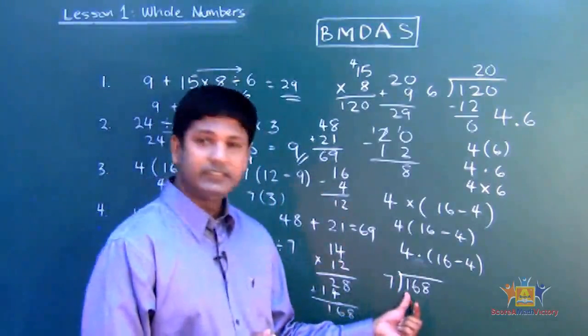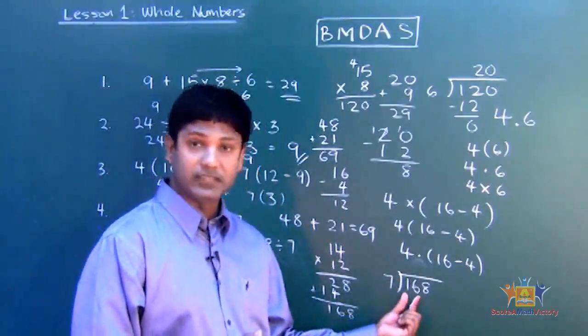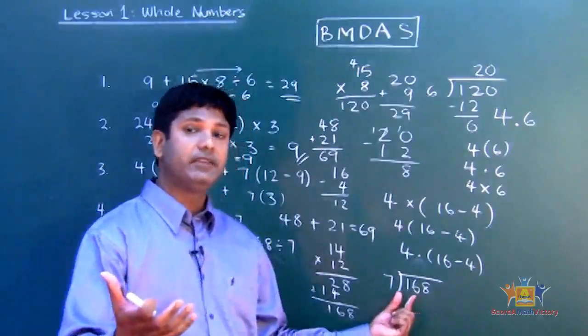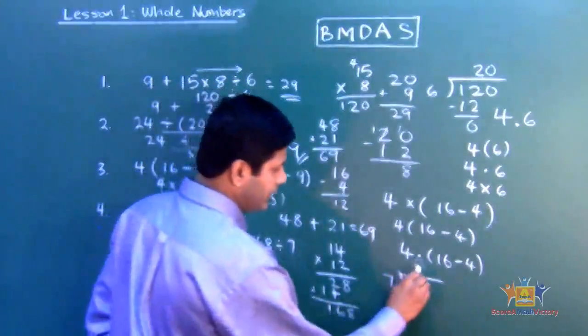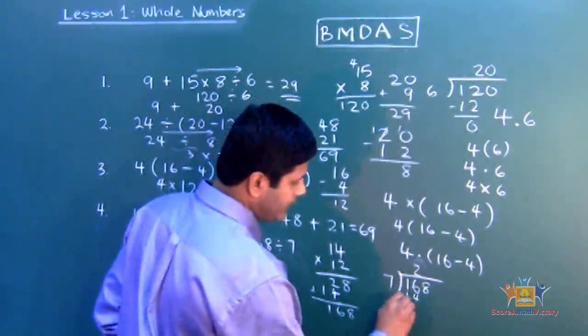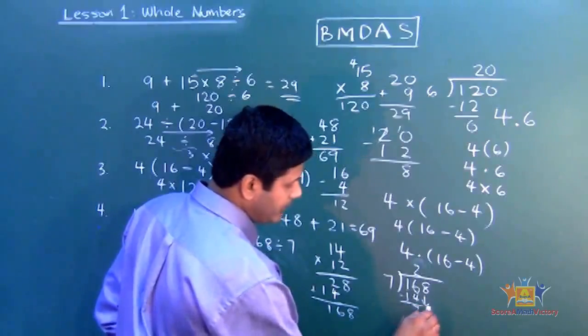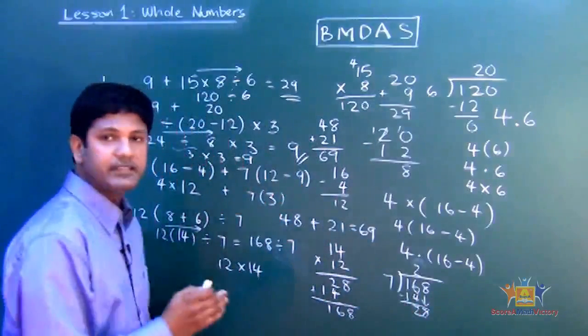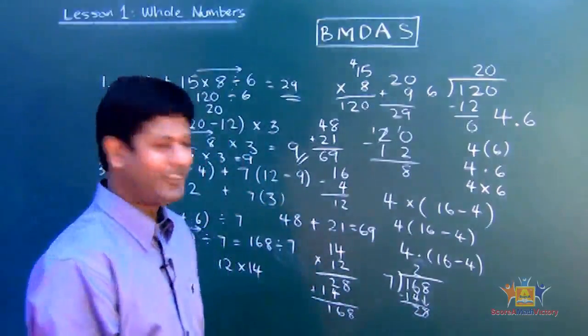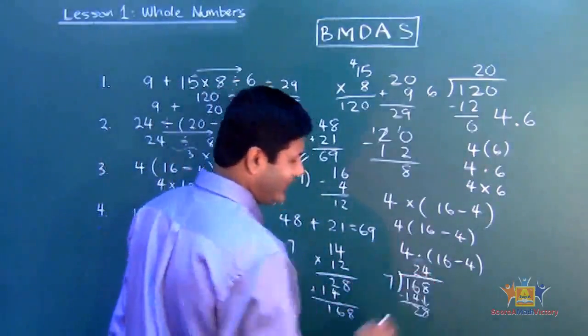Alright, ask yourself, first digit you can't, go to the second digit, that makes it 16. In 16 there's how many 7? Very good, 2. And 2 times 7 is 14. Subtract, 6 minus 4 is 2, 1 minus 1 is 0, and then you bring the 8. In 28, there's how many 7? Awesome, good job, 4.